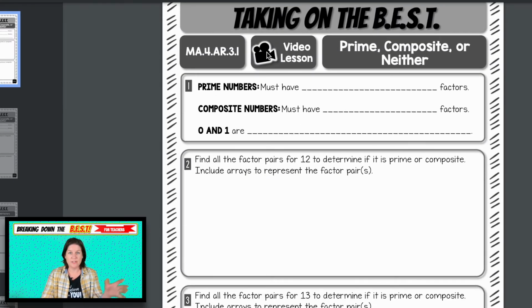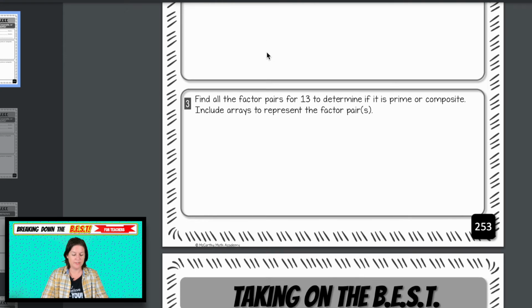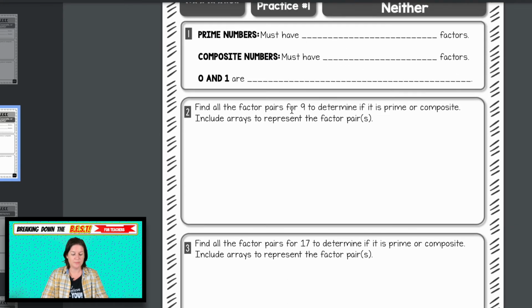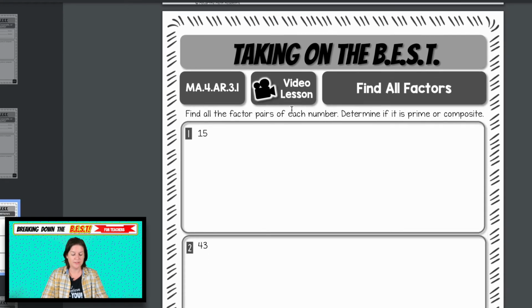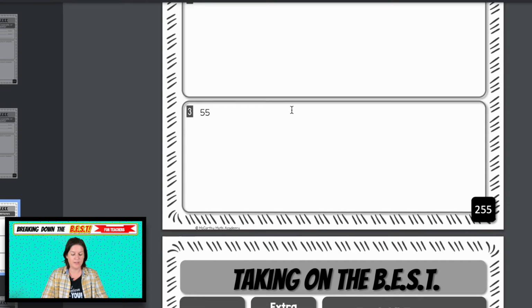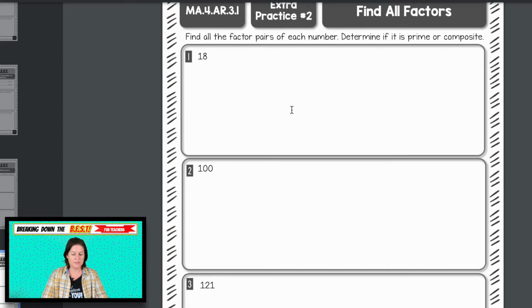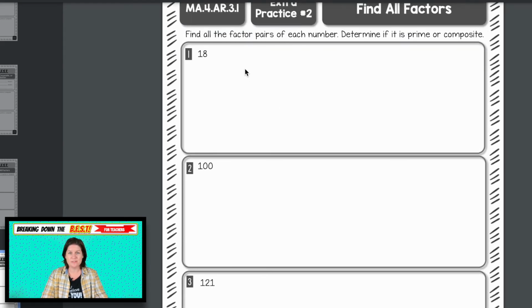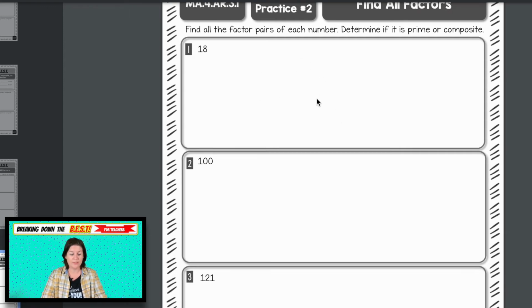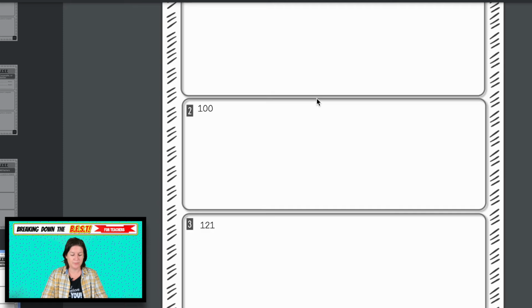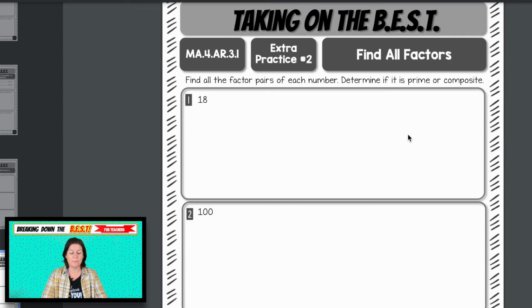This is just your video lessons all together. So complete that video lesson, and then here's some extra practice. Complete the video lesson on factor rainbows, and here's the video lessons. And if students have a different way that they like to go about finding all the factors, that's fine. They can do that here too. Whatever will get them all of the factor pairs, and also determining if it's prime or composite.